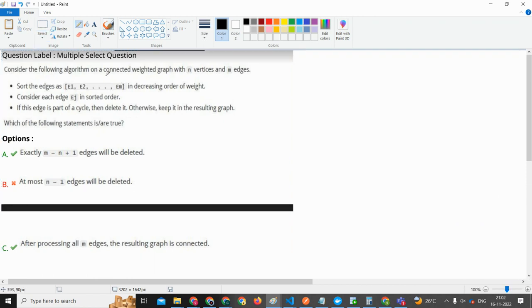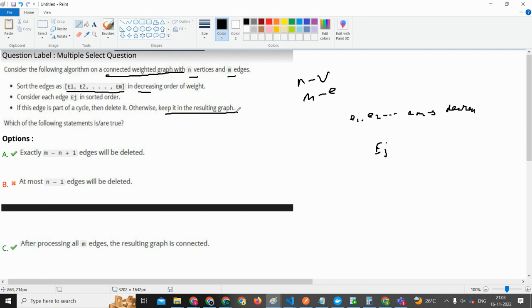Consider the following algorithm on a connected weighted graph with n vertices and m edges. Sort the edges as E1, E2 up to Em in decreasing order of weight. Consider each edge Ei in sorted order. If the edge is a part of a cycle, then delete it. Otherwise, keep it in the resulting graph. Which of the following statements is true? Before we read the options, what is this algorithm?